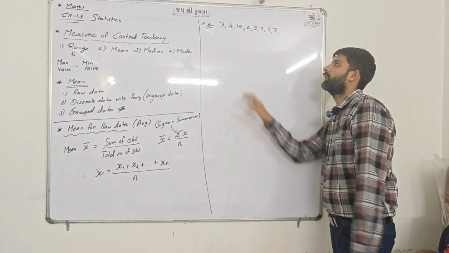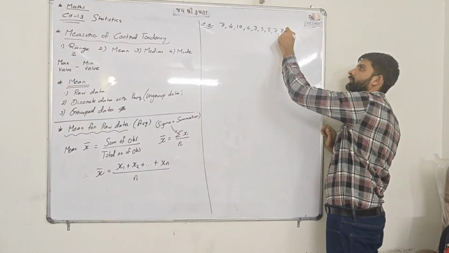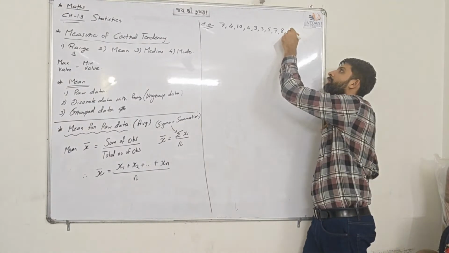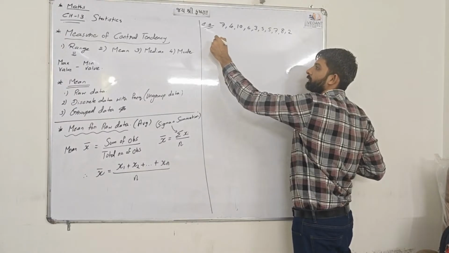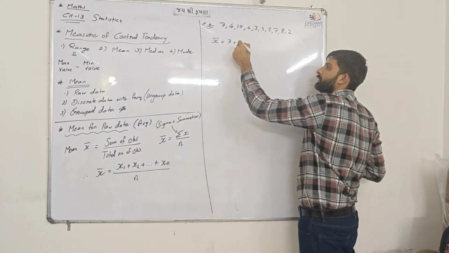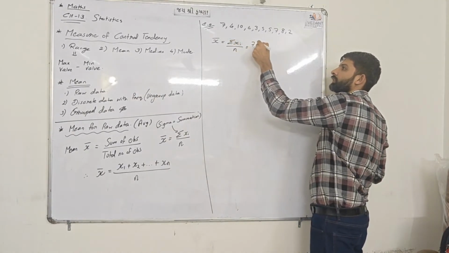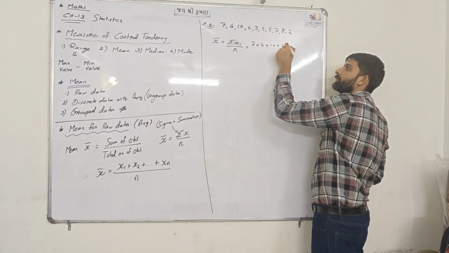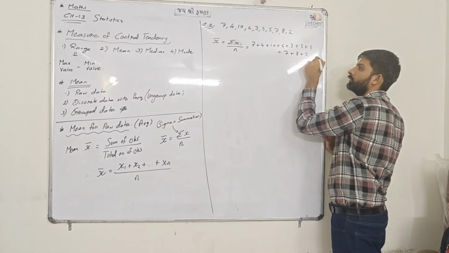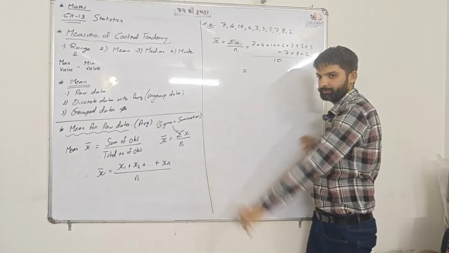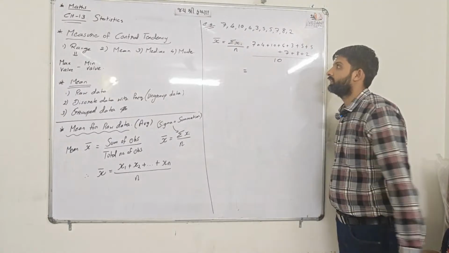Now it's working. 7, 4, 10, 6, 3, 5, 5, 7. Okay, 8. You missed 8. That's why. 2. Done. We have 10 observations. Now, if we want to find mean, we just need to add all these values. Formula is sigma xi by n. That is 7 plus 4 plus 10 plus 6 plus 3 plus 5 plus 5 plus 7 plus 8 plus 2 divided by 10. Tell me the addition of this. 57, 58.